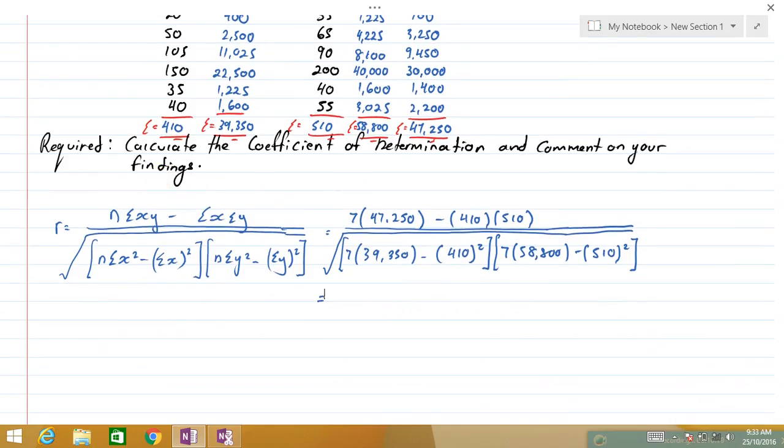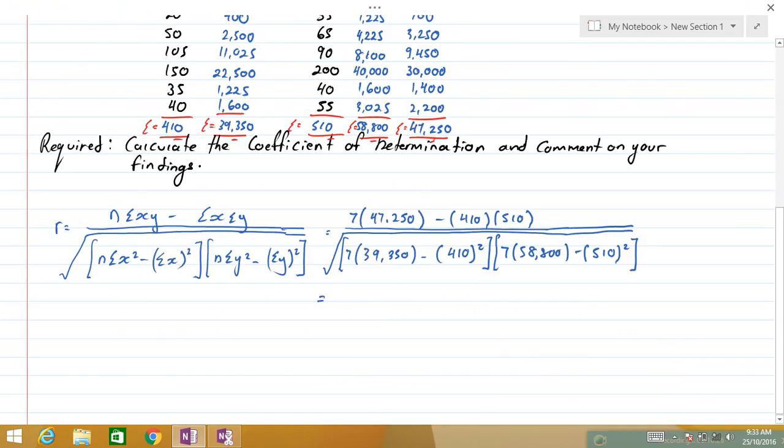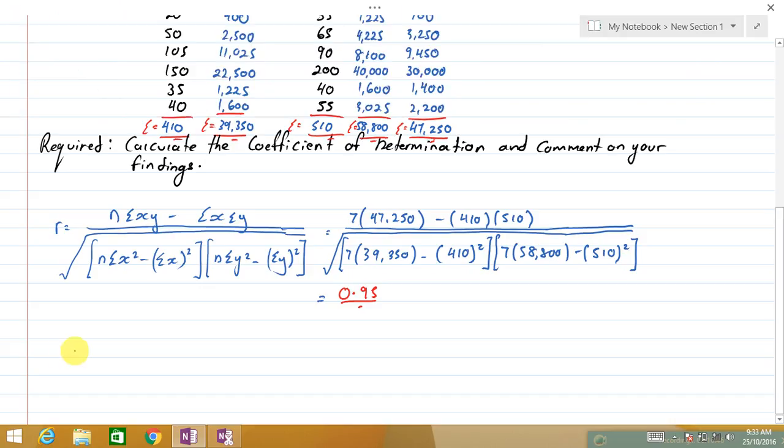What's the final answer? 0.95. But that's not really the final, am I right? Okay, we still have one more formula we have to calculate. That's the main one, which is r squared times 100. So 0.95 power of 2 times 100.